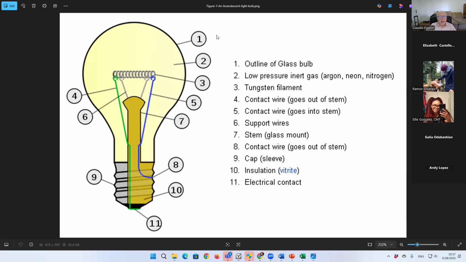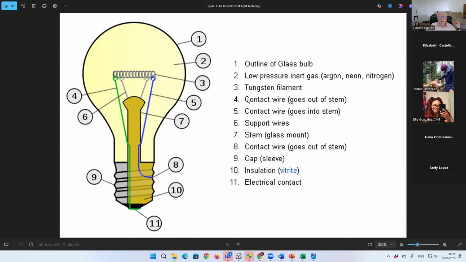So outline of the glass bulb is 1, low pressure inert gas. Okay, there's an inert gas here. It's either inert gas or a vacuum, preferably a gas that doesn't oxidize, right? So they put argon, neon, or nitrogen in there. But you can also put a vacuum here. And don't forget low pressure, right? Low pressure means almost a vacuum.